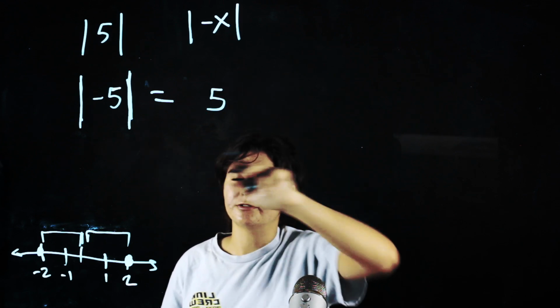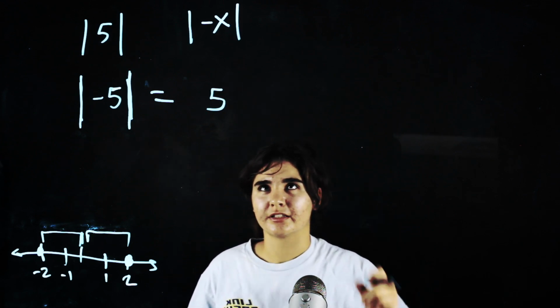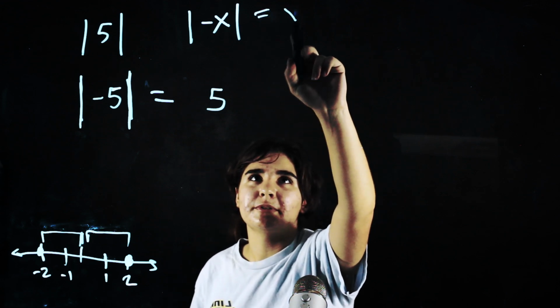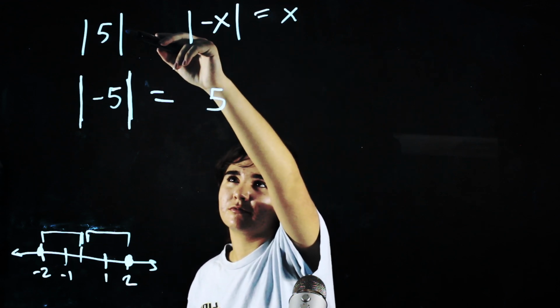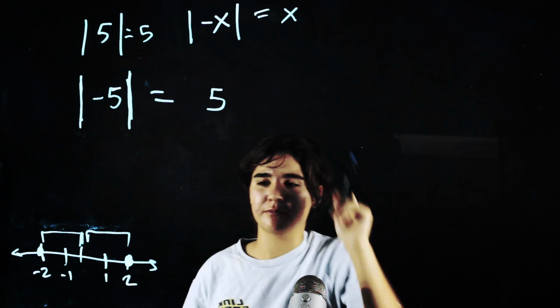So the absolute value of -5 would be 5. The absolute value of -x would be x. And the absolute value of 5 would still be 5 because it just makes everything positive.